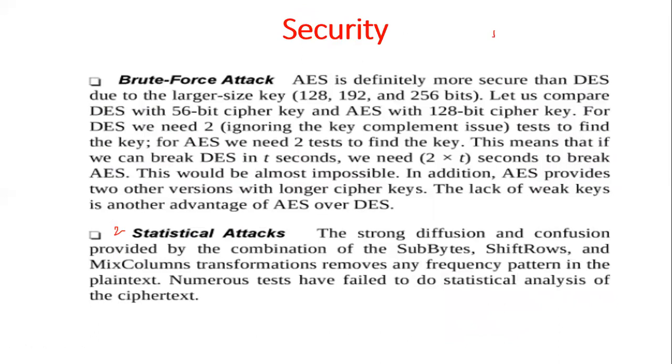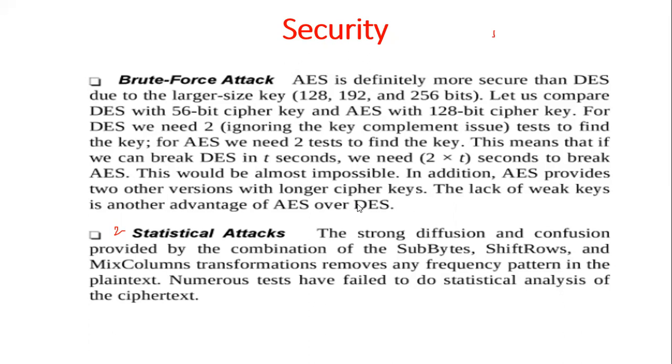If we talk about security in AES, the first possible attack is the brute force attack. In a brute force attack, as we have seen in DES, the total possible brute force search is 2 to the power 56, because we used a 56-bit key size. AES is definitely more secure than DES due to the larger key size. Here we use three types of key size, that is 128, 192, and 256.